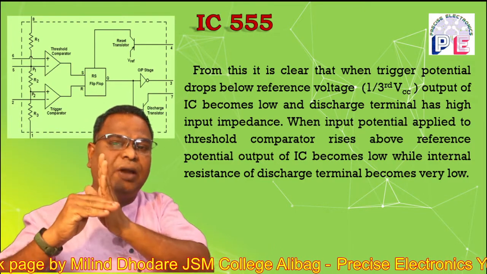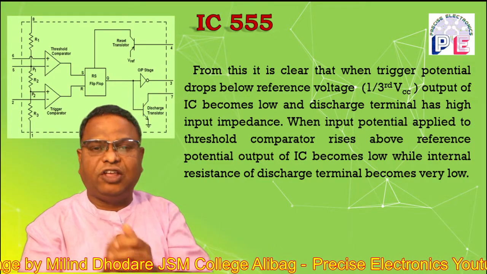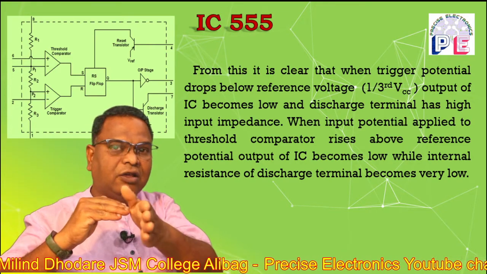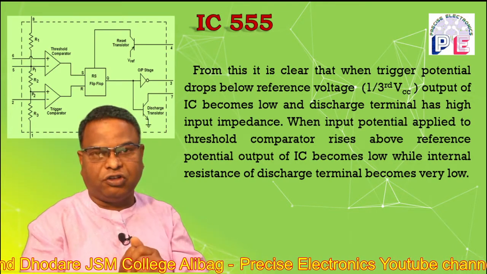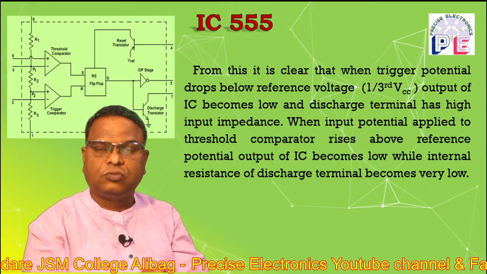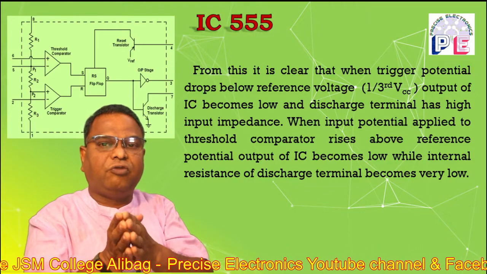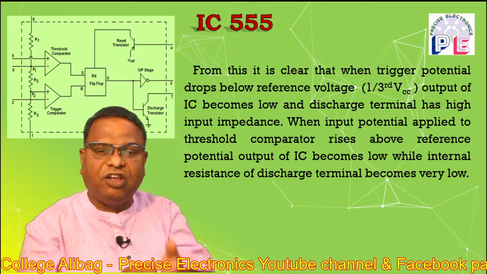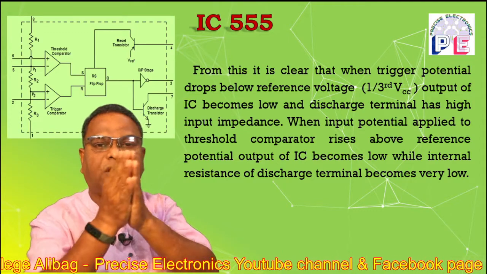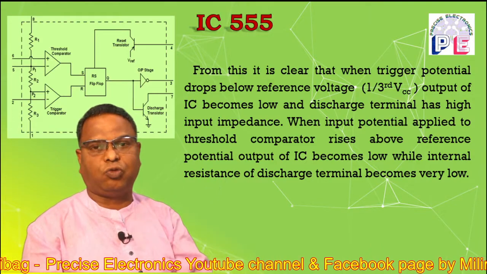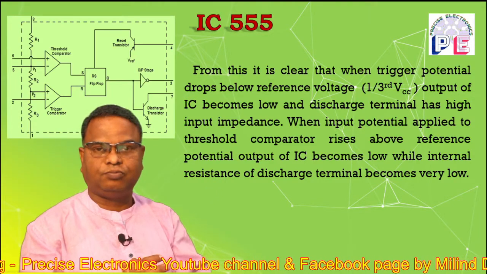When a potential is applied to pin number 5, suppose 1 volt is applied to pin number 5, so this 1 volt potential is directly connected to that 6 volt potential. So the reference potential now gets changed to 7 volt. That means the reference potential will not depend upon the supply potential. It will get changed as per the potential applied to pin number 5. That means this potential controls the reference voltage. That way it is known as a control voltage.